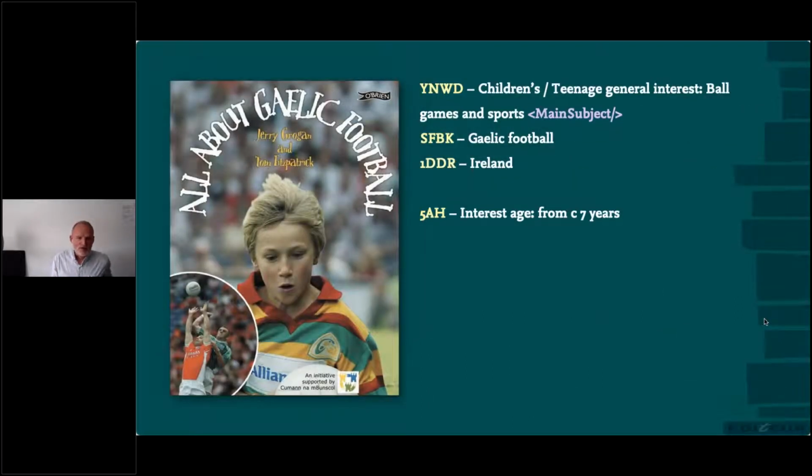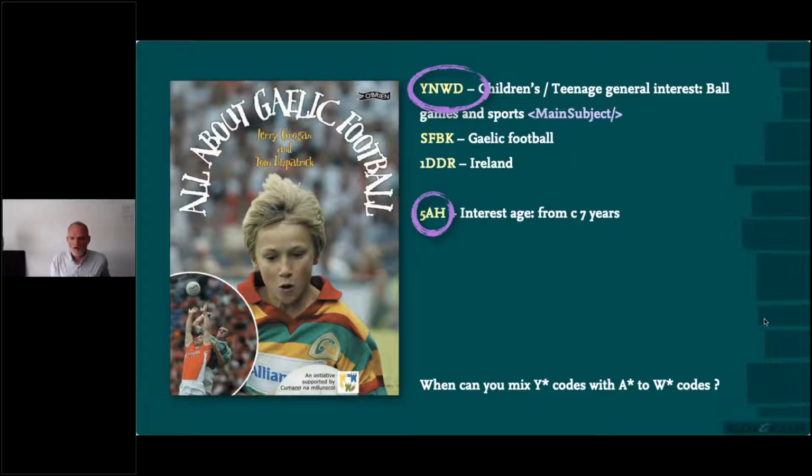Now, as you're all probably aware, Thema allows for the mixing of fiction and non-fiction codes. But what about mixing Y codes with A to W codes, which we might call the adult codes? You can do that, but the important thing is to remember, you must include a 5A code. 5A, really important. And then you should always look at the Y codes first. Find the appropriate Y codes. There are quite a lot, there are 404 of them. Most things can be covered. And one of those Y codes must be the main subject, okay?